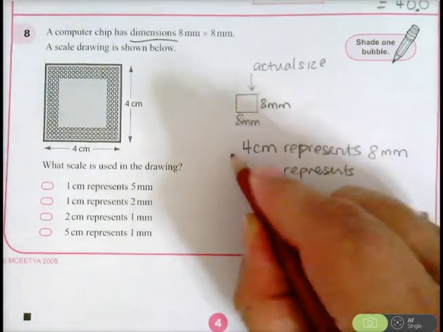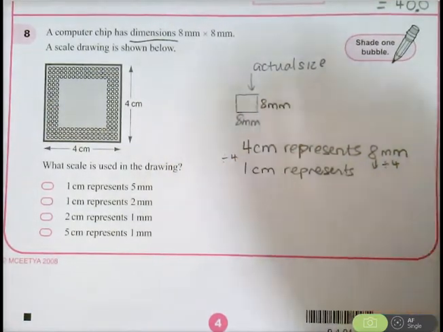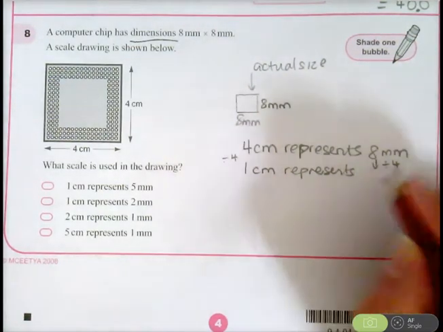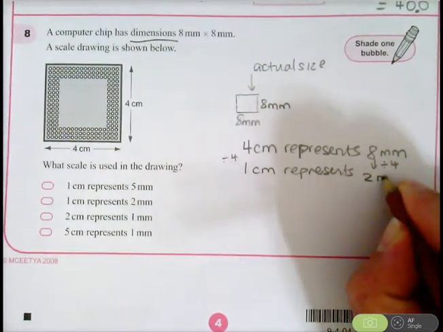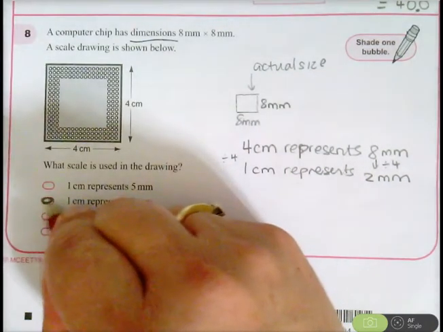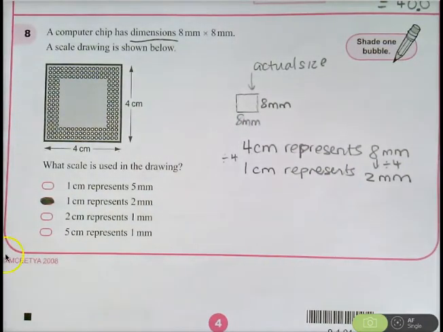So to go from 4 to 1, you would divide by 4. So we divide this by 4. So 4 centimetres represents 8 millimetres, then 1 centimetre represents 8 divided by 4, which is 2 millimetres. So therefore our answer is the second response there. 1 centimetre represents 2 millimetres.